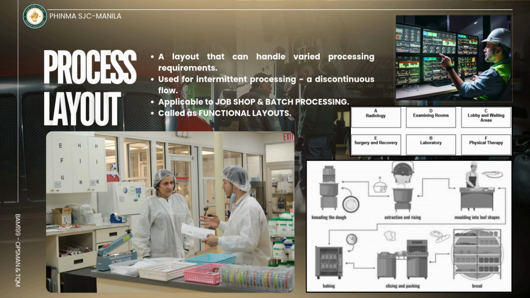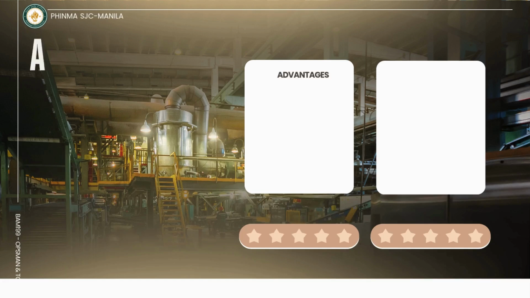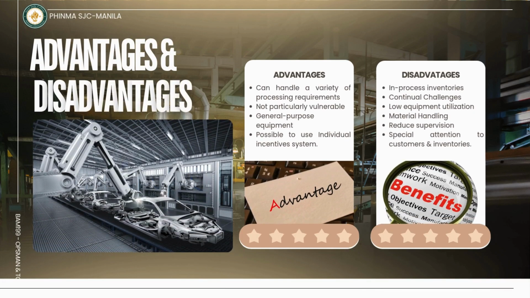But then, with process layout, what are the advantages that we can certainly look into? Of course, it can handle a variety of processing requirements and is not particularly vulnerable to equipment failures because again they focus on one specific department only. Just for example, the laboratory, they would only focus on the laboratory itself, and it has a general purpose. Equipment is often less costly and easier and less costly to maintain. At the same time, it is possible to use an individual incentive system in terms of the advantages.